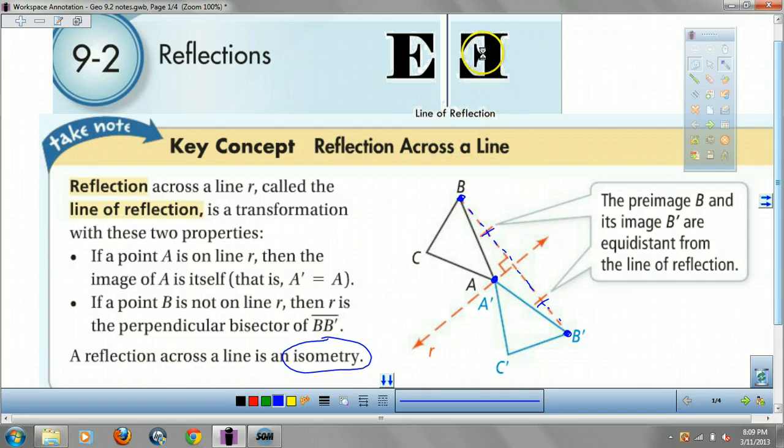Look at this E. Looking at that mirror E, they're the same distance apart.